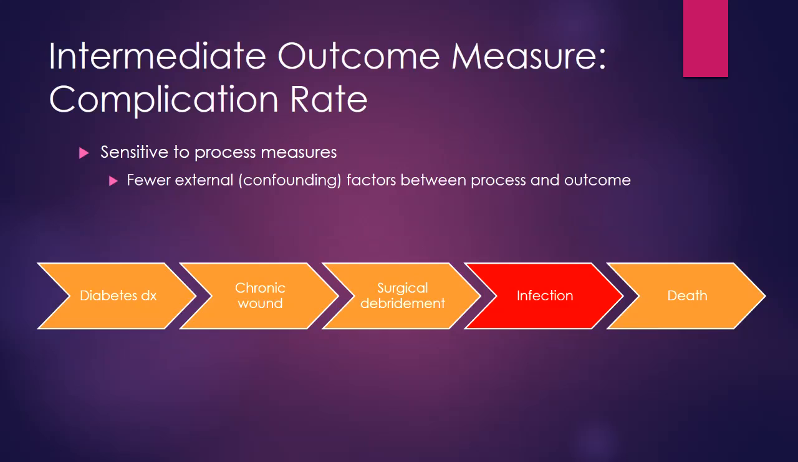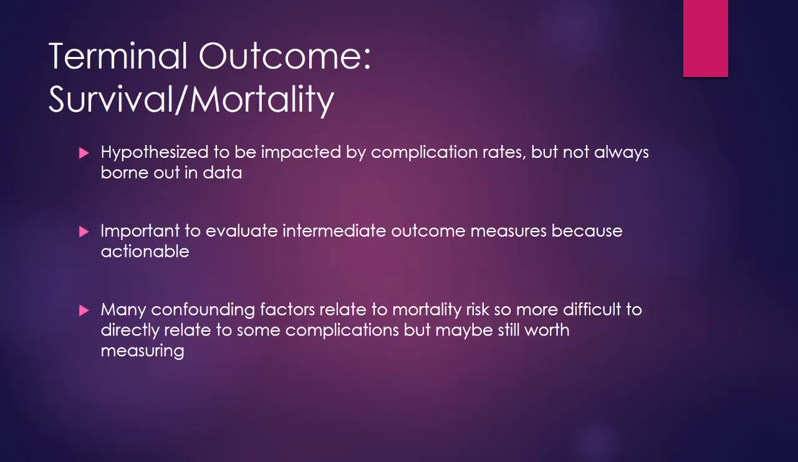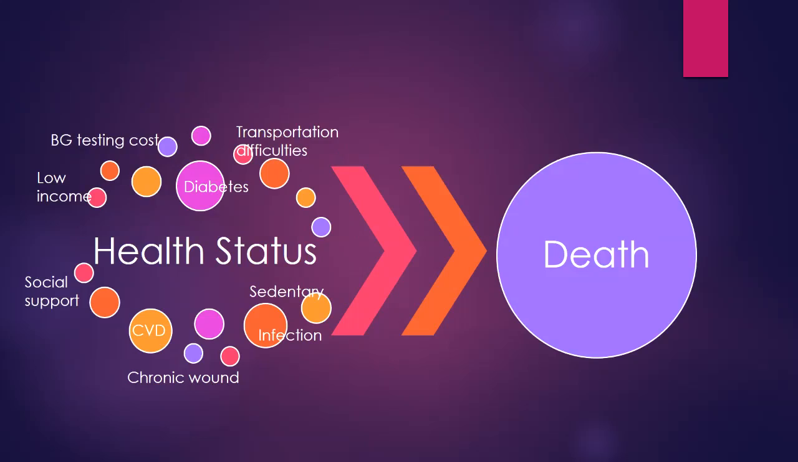Again, you could probably implement better controls to prevent infection following surgical debridement, whereas it's more challenging to think about what interventions you might implement as a healthcare manager to prevent mortality, because there are so many other factors that relate to mortality risk that it's hard to intervene. Nonetheless, there are good reasons to still measure that. It may still be worth looking at mortality in your healthcare setting. It gives you a picture of both what your system's doing in terms of preventing mortality, but also what's happening in the broader community.